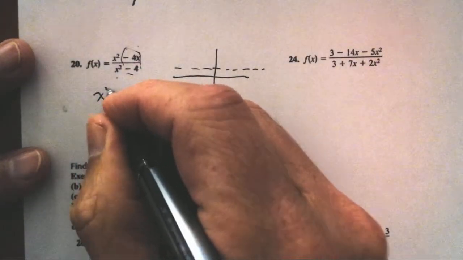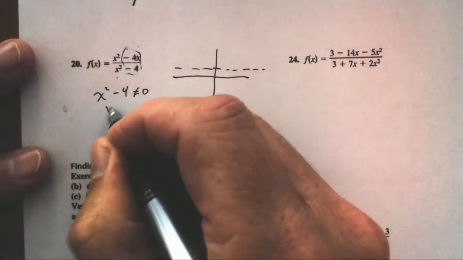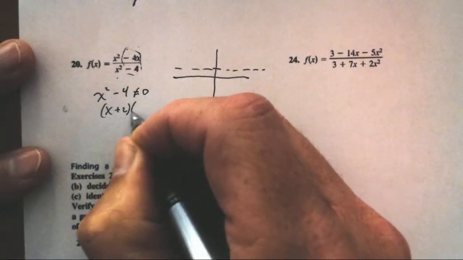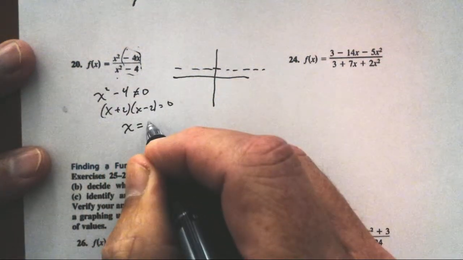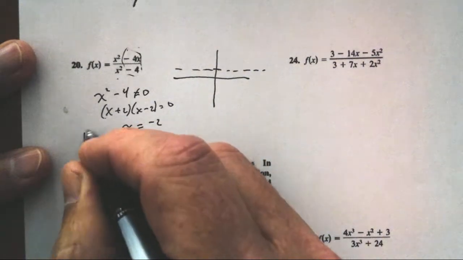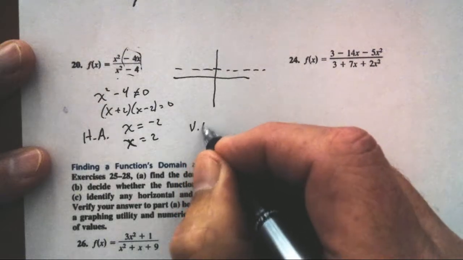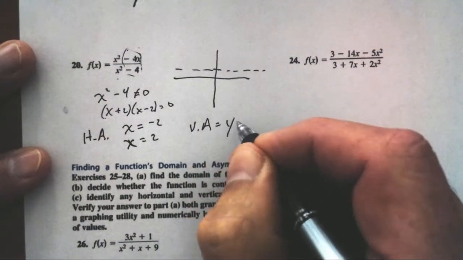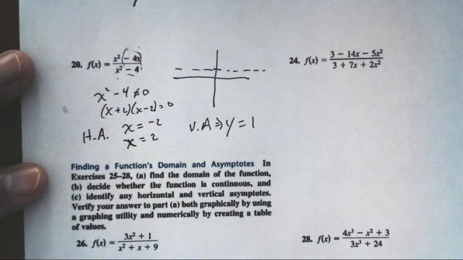And we recognize that x squared minus 4 may not be 0. So let's check. When x plus 2 times x minus 2 is 0, that means x equals negative 2, x equals 2. Those are our vertical asymptotes, and as we said, our horizontal asymptote is y equals 1.